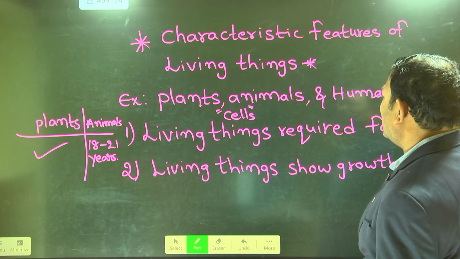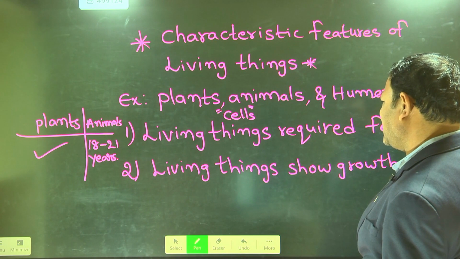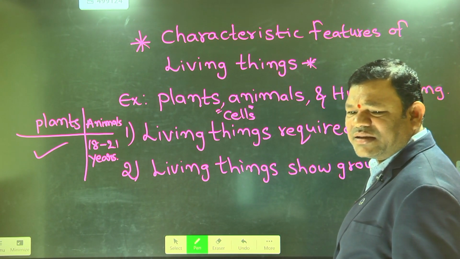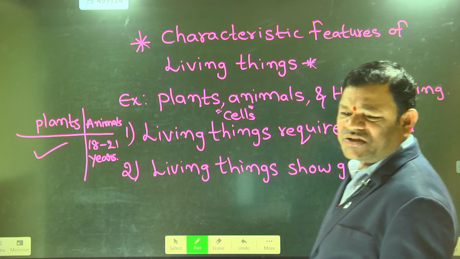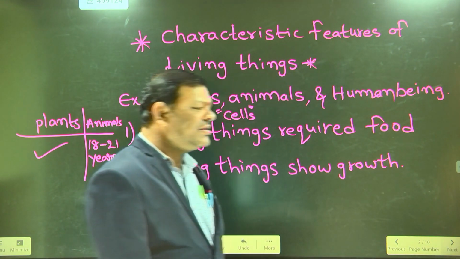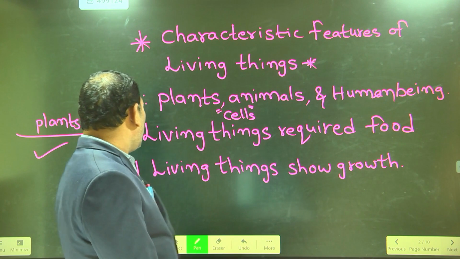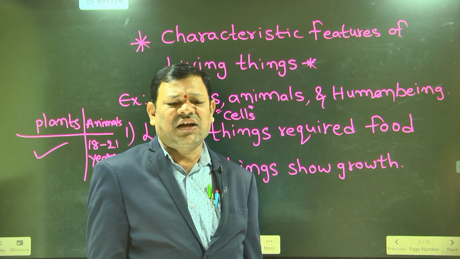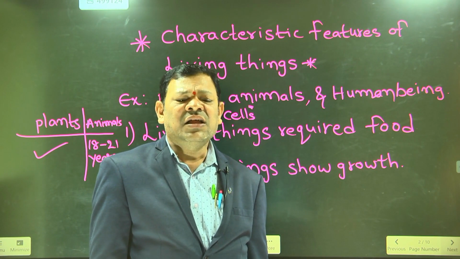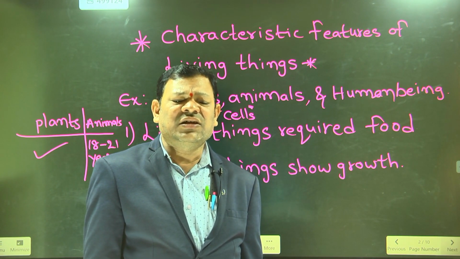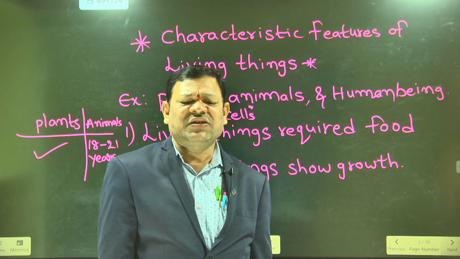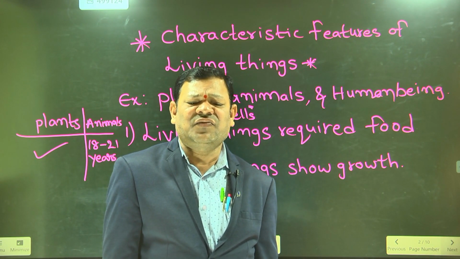All living organisms are made up of cells. Cell is the fundamental unit of the organism. Cell is the basic unit, the structural and functional unit, the building block of the organism. All living organisms require food. Plants take food, animals also take food. There is no taking of food in non-living things. Taking food is a characteristic feature of living things.